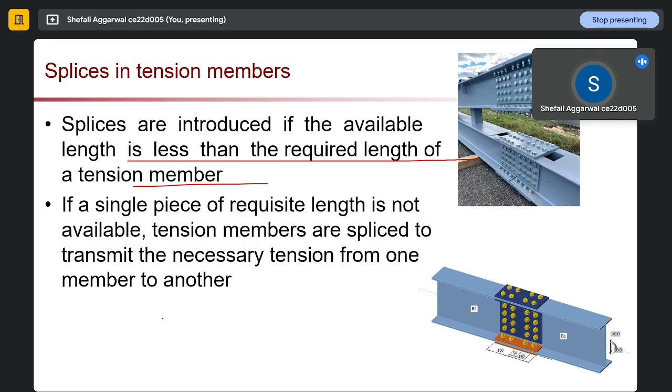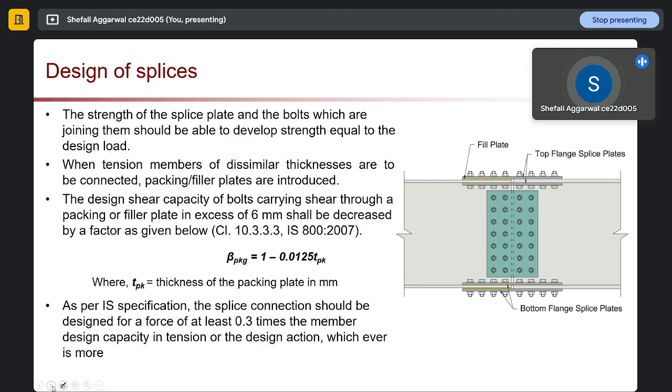So what we are doing is connecting two tension members using extra plates, which are called splices. Here you can clearly see the two members are connected using splices. Okay, so how can these splices be designed? First, the strength of the splice plate and the bolts which are joining them should be able to develop strength equal to the design load.